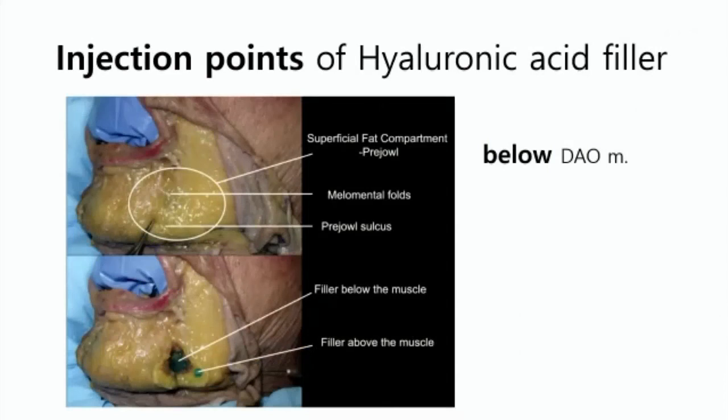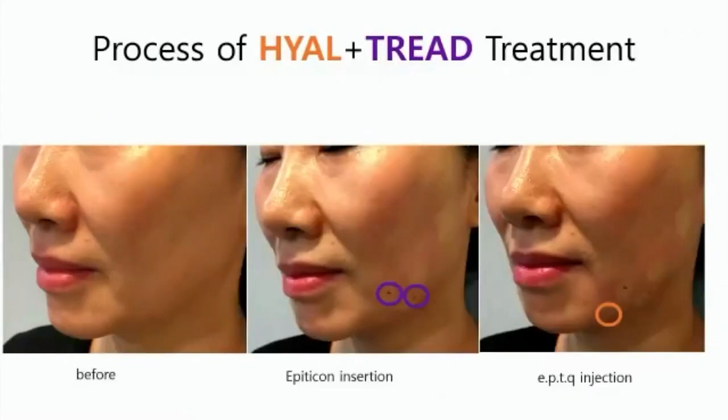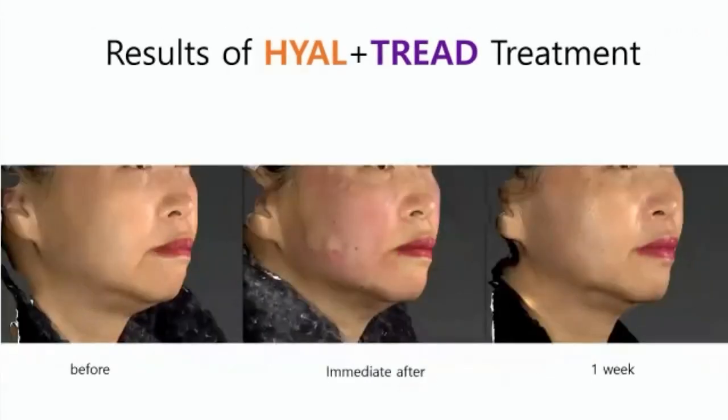So as a caution for filler injection in the marionette line, you should inject the filler deeply for the marionette lines, because a lot of arteries run under this area. So the process of hyaluronic acid plus thread treatment is: first the Epiticon PDO thread insertion, and next you inject the filler. This is the result.